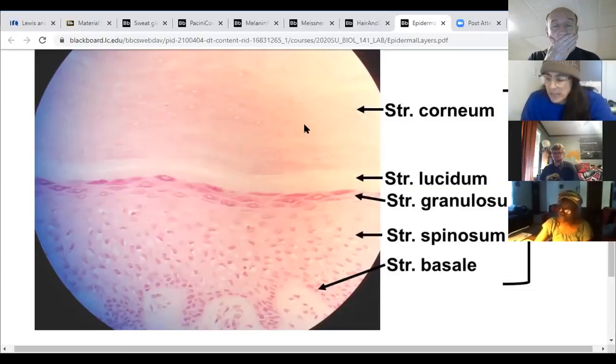Would the cell type be keratinocytes if there was an arrow pointing to that area? So the individual cells are called keratinocytes. It's more important to recognize these layers.